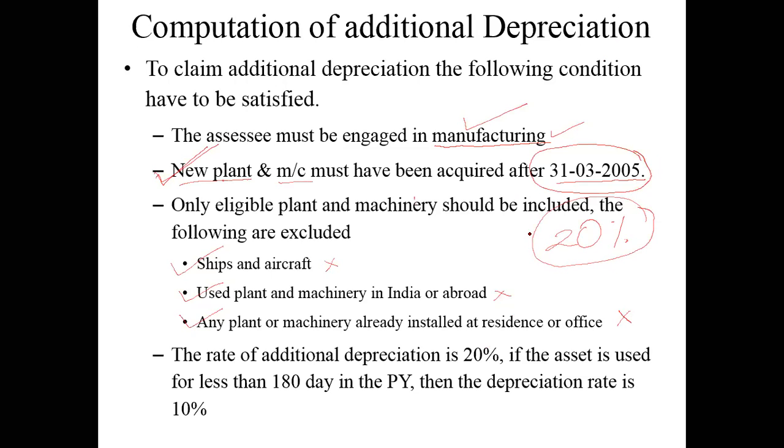So here, if the assessee wants to claim extra 20%, he has to be a manufacturer. He should purchase a new plant and machinery. That plant and machinery should have been acquired after 2005, and it should not include any of these. Only then is he eligible to claim 20% extra depreciation. Clear? Important. Please read this point once again.